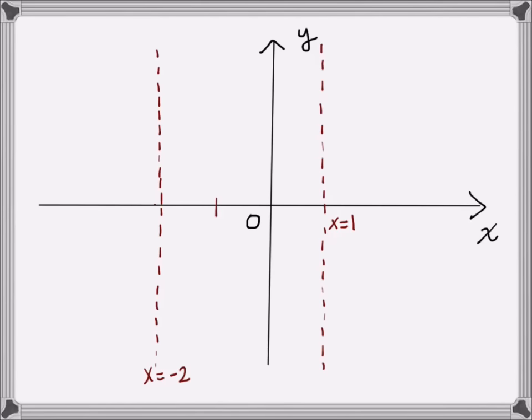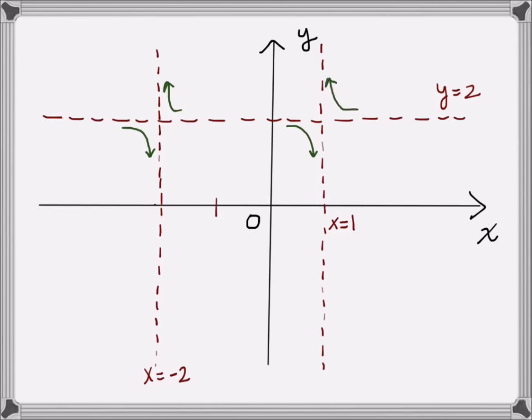Using the result of step 3, I want to locate the x and y intercepts next and go from there. Here I've put in the two vertical asymptotes first. Next, I'm going to put in my horizontal asymptote. Then what I'm going to do is put in the behaviors around the vertical asymptotes, which means it's going to go to negative infinity as x approaches negative 2 from the left. It's going to go to positive infinity as x approaches negative 2 from the right. It's going to go to negative infinity as x approaches 1 from the left. And it's going to go to positive infinity as x approaches 1 from the right.